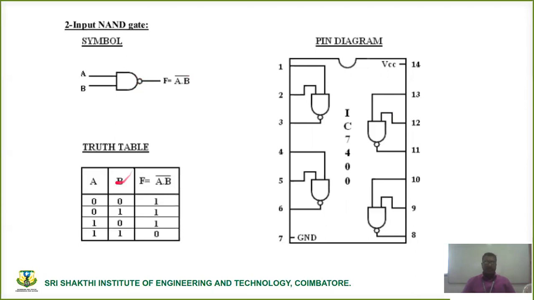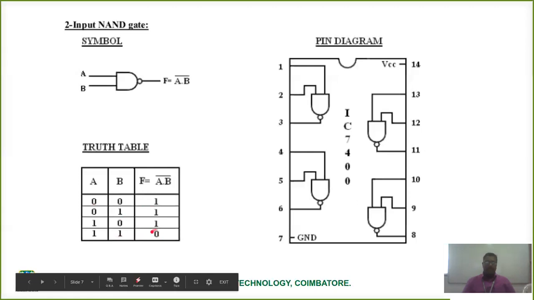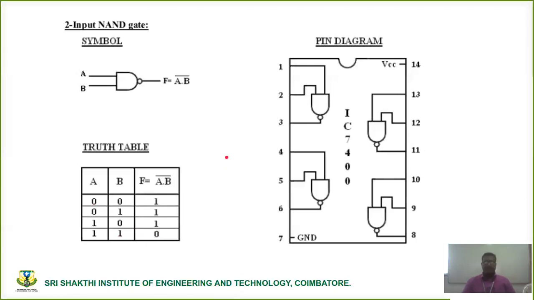And the truth table, it's a 2 input. The output will be (A dot B) bar, right? So 0, 0 gives 1; 0, 1 gives 1; 1, 0 gives 1; 1, 1, my output will be 0. This is the truth table for the two input NAND gate.